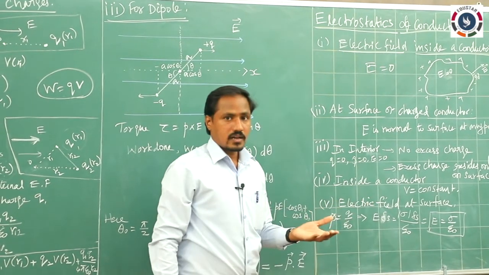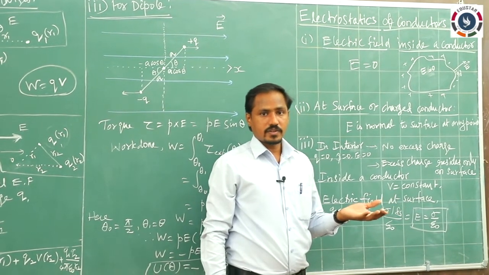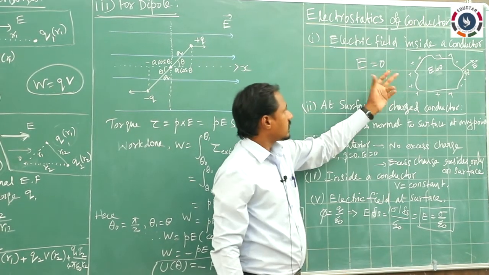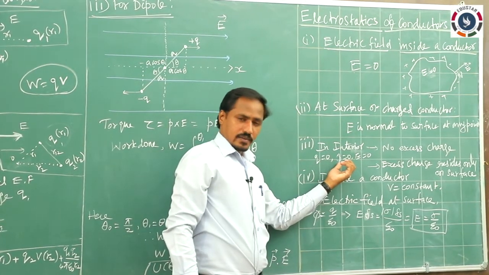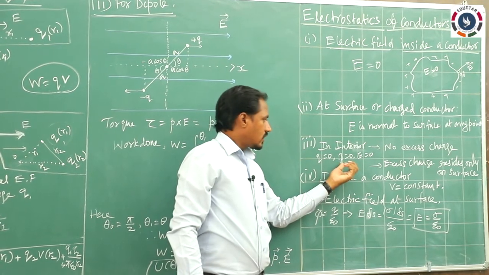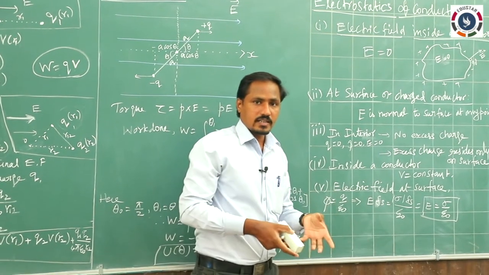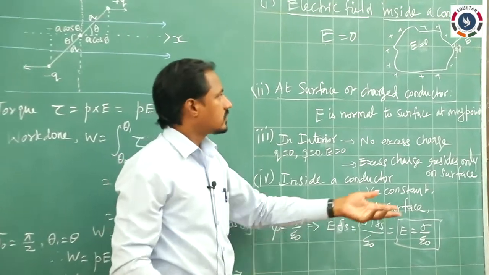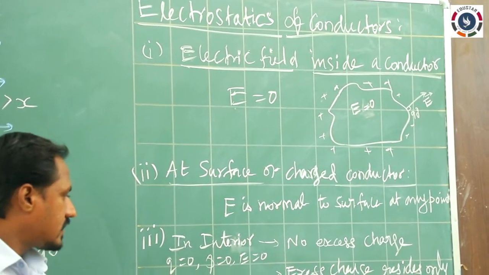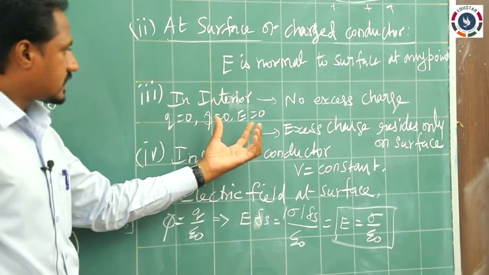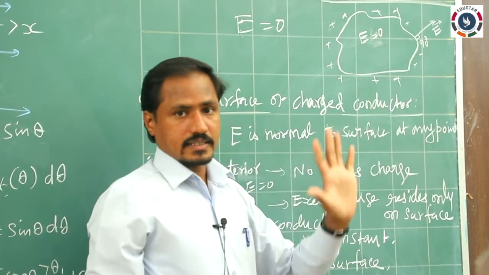So we know Gauss's law. The electric flux inside the conductor will be 0, which means, as already told, E equal to 0. If E equal to 0, then phi is also 0, so the electric flux will also be 0. At the same time, if the electric flux is 0, the charge inside the conductor will be 0. So that is the point here: the excess charges always reside only on the surface, not inside the conductor.